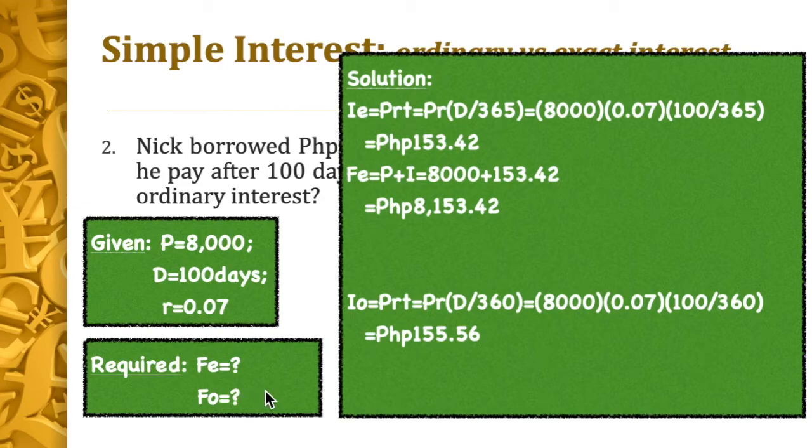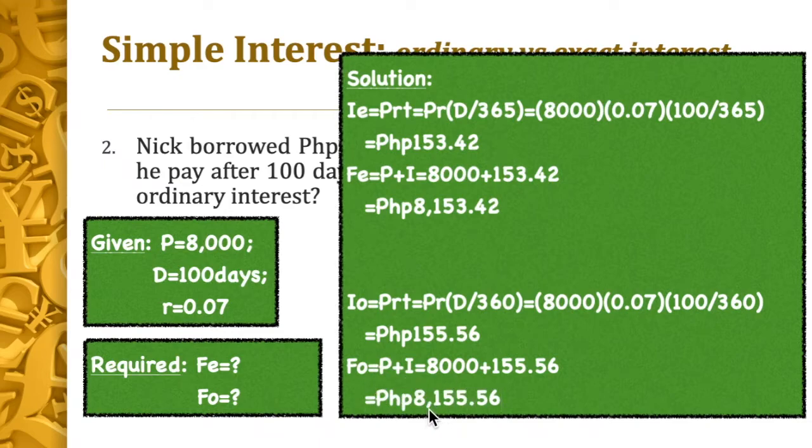Getting the final amount for the ordinary interest will give us this. Okay, principal plus interest. So this is the answer. Clearly, 8,000 pesos, the principal, plus your interest for the ordinary interest, 8,155.56 pesos. Okay, so this is the exact, this is the ordinary. Just observe in this part of the video that when we solve, we get a higher value for the ordinary compared to the exact.